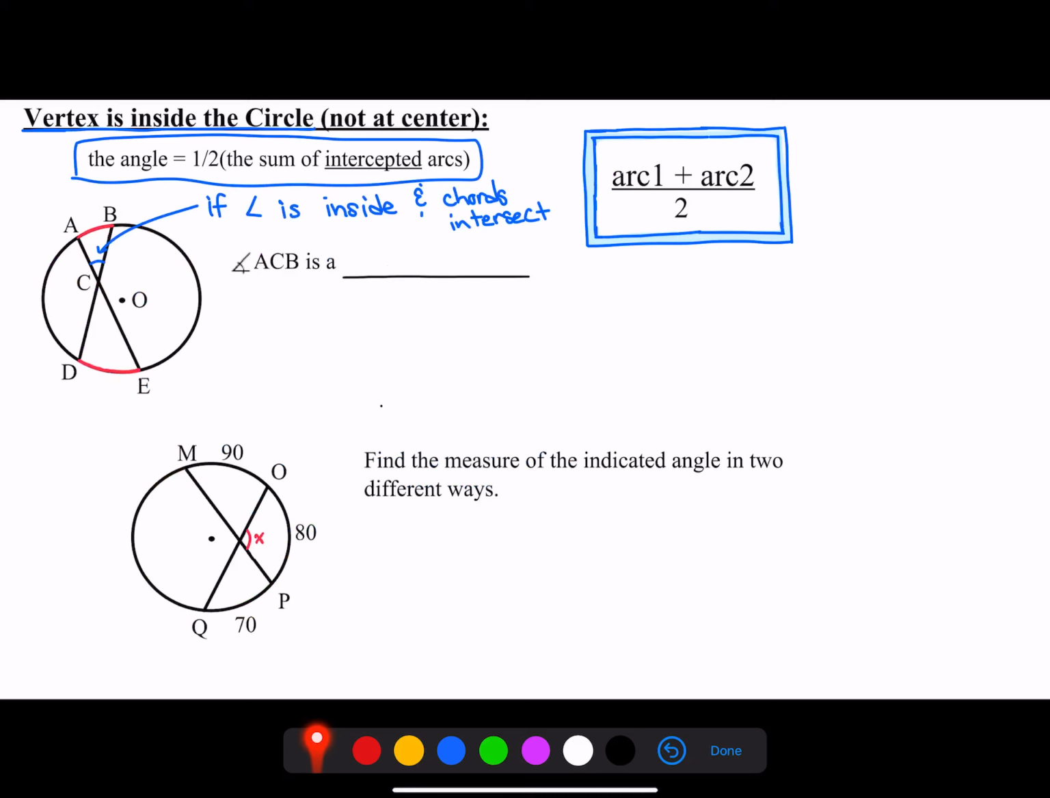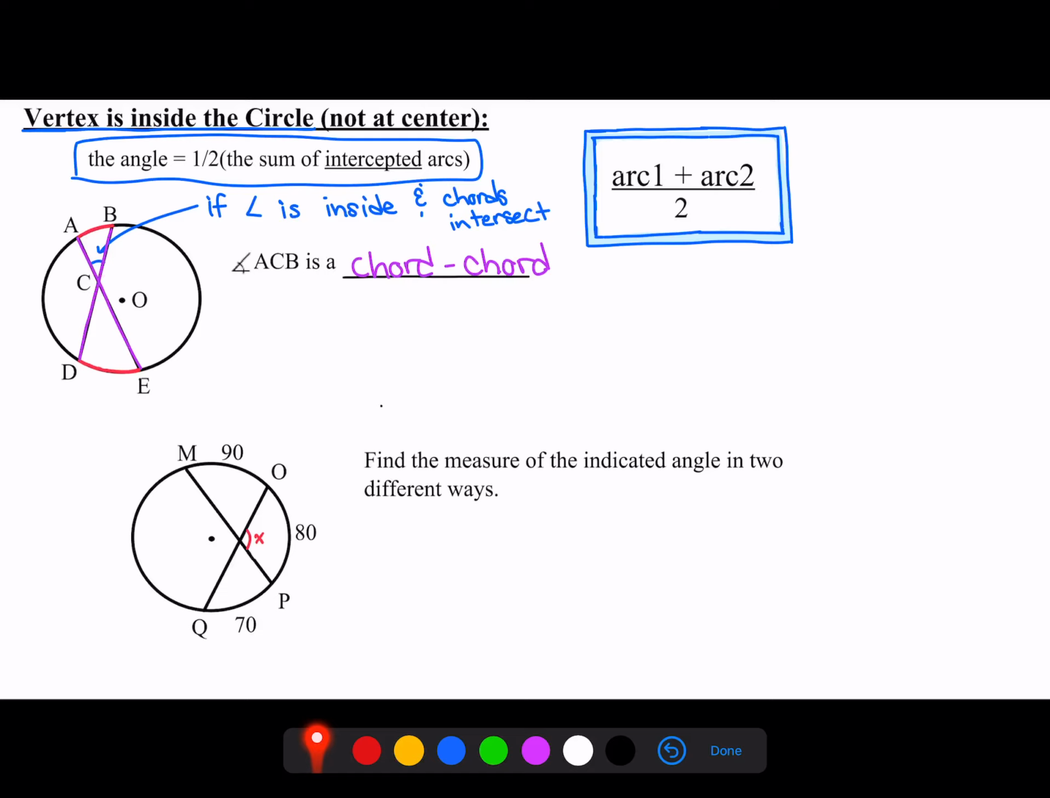So, the vertex is inside the circle, not at the center. If it's at the center, we already know that's equal. If it's not at the center, we see the intersection on the inside. So if the angle is inside and chords intersect, well, angle ACB is two chords. This time, if they intersect inside, we add. So arc 1 plus arc 2. If we're adding, it doesn't matter which goes first, big or small. For subtracting, order matters. So just add your two arcs together, divide by 2, and that'll give us our angle.